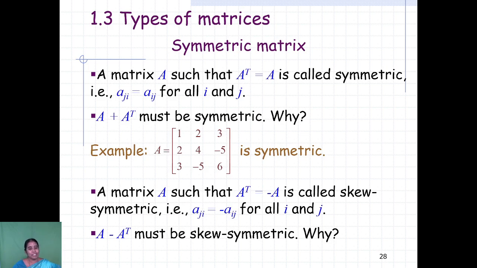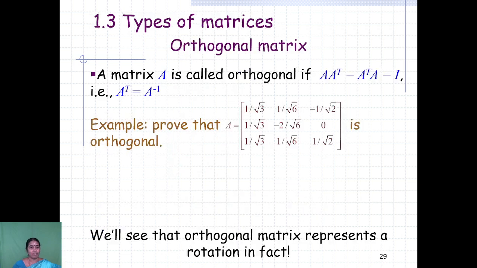Okay. A matrix A such that A transpose equals minus A is said to be skew symmetric. Symmetric means A, skew symmetric means minus A. That is, our elements a_ji equal minus a_ij for all i and j. A minus A transpose must be skew symmetric. Next, a matrix A is called orthogonal if A transpose A equals A A transpose equals I. That is, A transpose is equal to A power minus 1, which is A inverse.